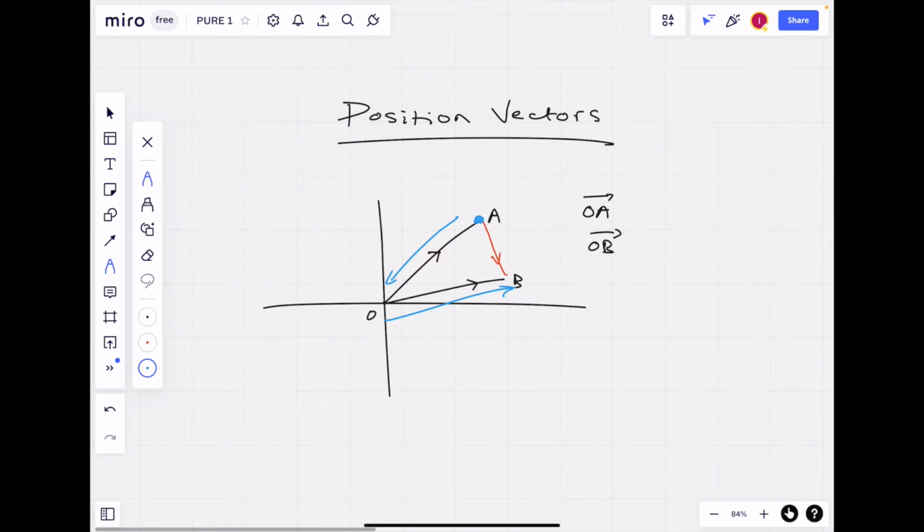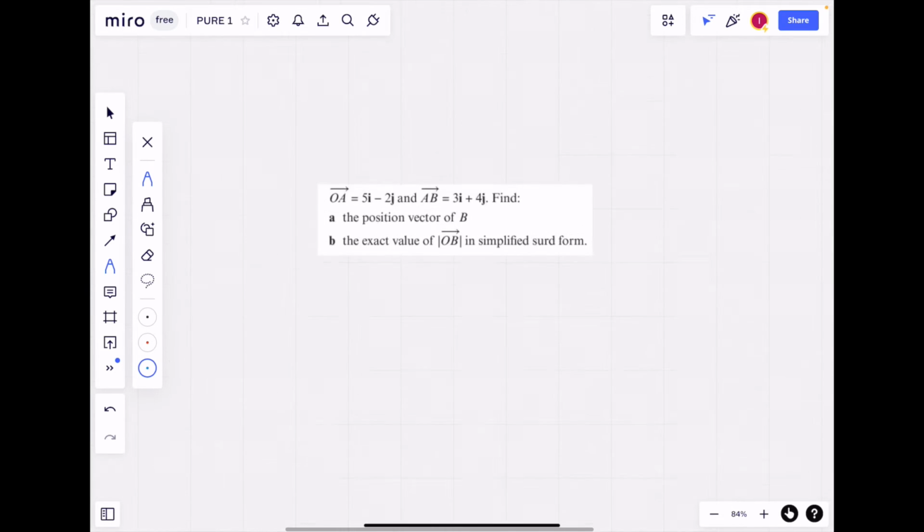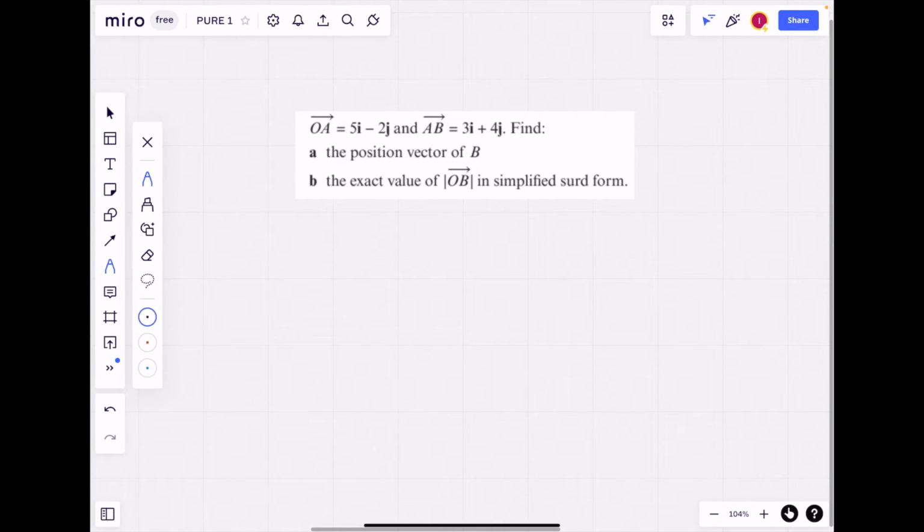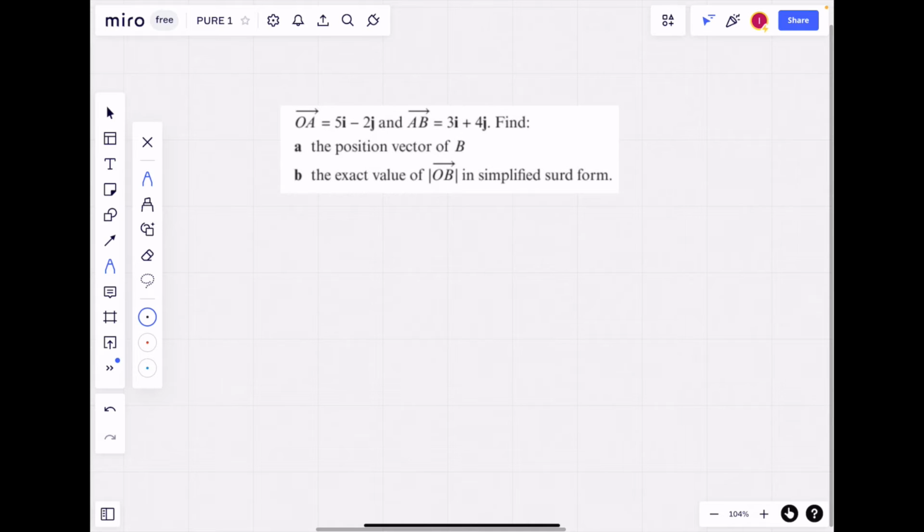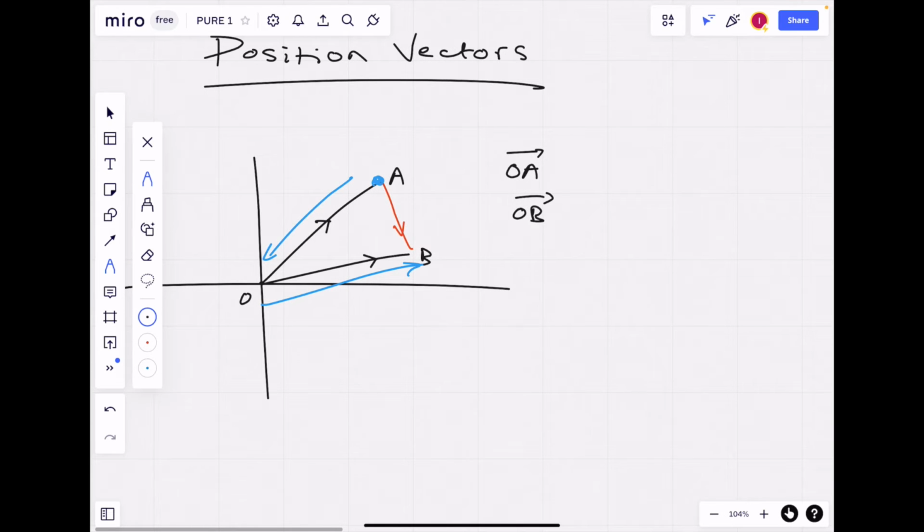Cool? Right. So, this question. You've been given the position vector OA, and you've been given the vector AB. Now, in order to work out AB, we have to go along OA, but in the opposite direction. So if you have a look at the blue arrow I drew here, we went from A to O, O to B. That gave us AB.